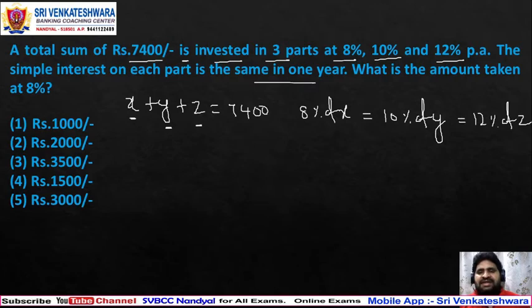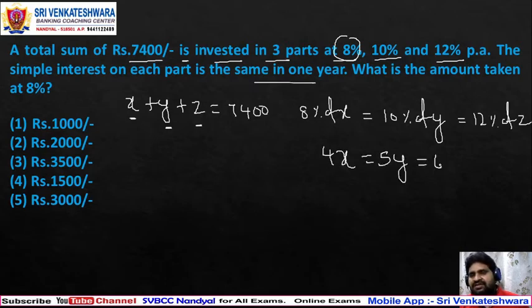Then what is x? That means they're asking for the x value which is taken at 8%. If I require x, first of all I have to know the relation between x, y and z. So if I cancel the percentages, 8, 10, 12 are all multiples of 2. If I cancel that also, 2 4s are 8, 2 5s are 10 and 2 6s are 12. Looking at this, can I get the x y z ratio here?